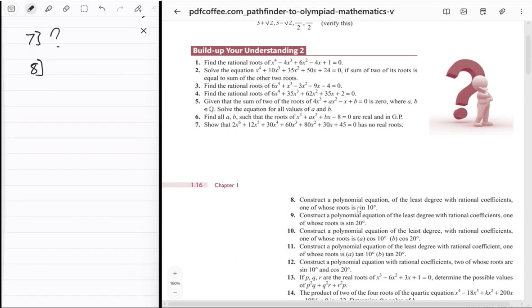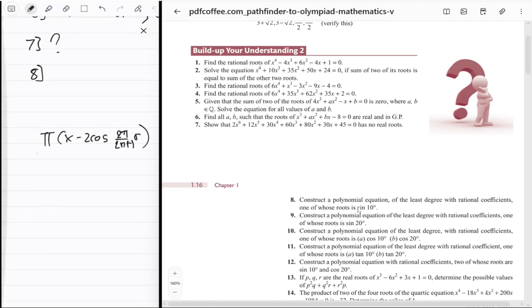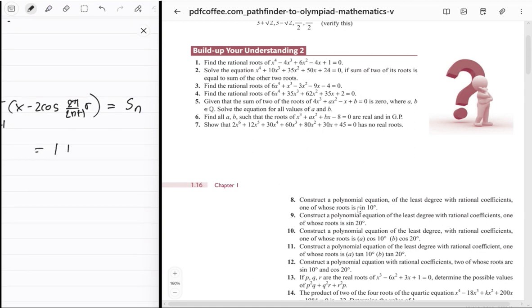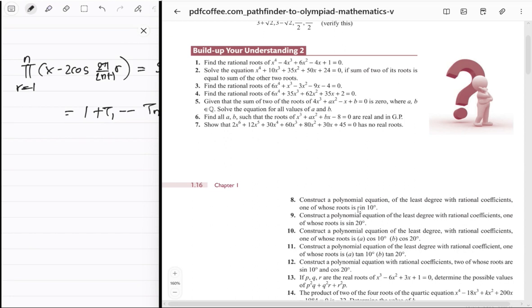So it was like the product of x minus 2 cosine of 2 pi r upon, not n, 2n plus 1, right? Yeah, that was the thing. So this product from r equal to 1 till n, not 0, but actually 1, that's where it will start. This thing is what we'll call Sn. That is actually just 1 plus t1 all the way till tn, and we can figure that out.